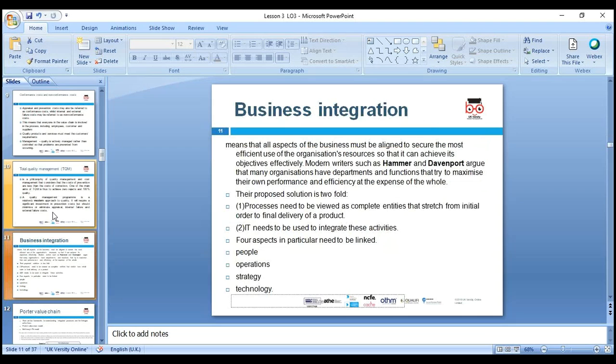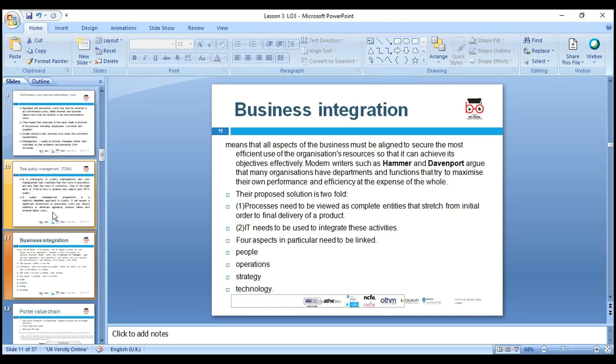Okay, this is integration. When we make things happen to improve quality, the main aspects of the business must be in line to secure the most efficient use of the organization's resources. Modern writers Hammer and Davenport argued that organizations have departments and functions to maximize their performance and efficiency as a whole. The proposed solution is that the process needs to be viewed as a complete entity, and we need to look at the whole process. We will try to rectify the errors at the beginning.